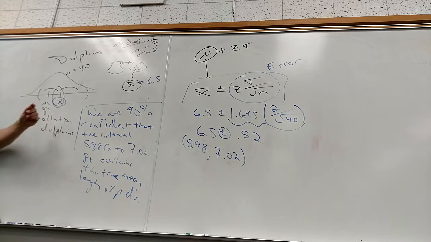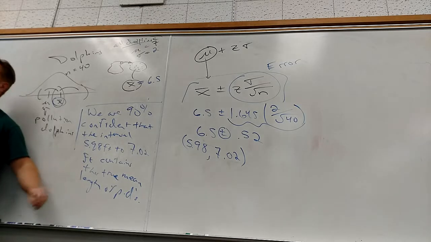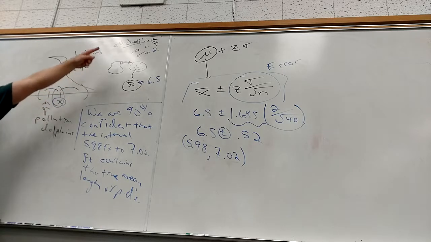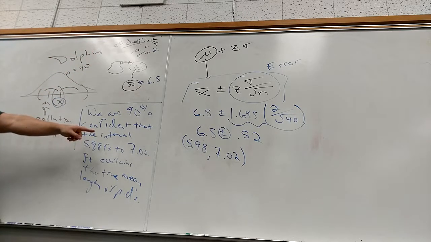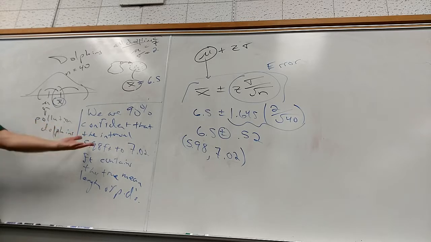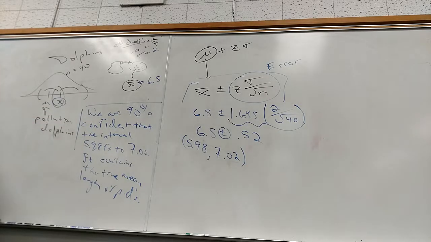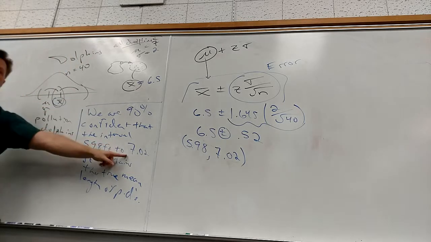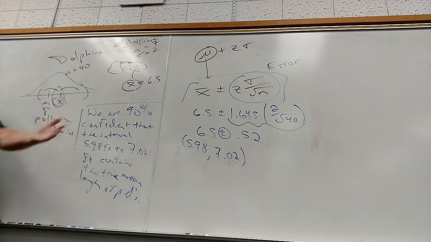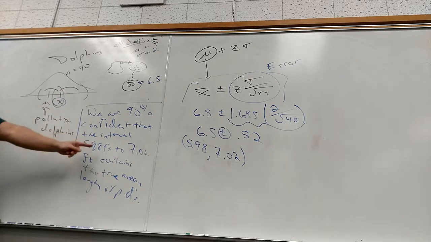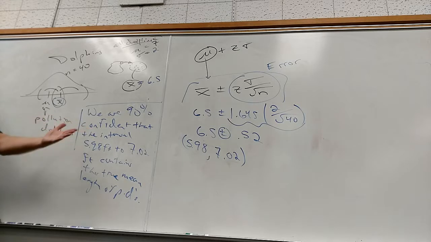Now, before we leave this problem, can anybody help me figure out what this means about my claim? My claim was that the pollution dolphins' average length would be definitely less than 7. My interval says that the mean looks like it could be 7. It includes 7. So if this would have been 6.98, that would have been evidence, to within a 10% chance of being wrong, that yes, they are affected. But since 7 is in this interval, that's not evidence. They still could be affected, but that's not evidence, because 7 is in there. It could be 7. Do you guys get that?